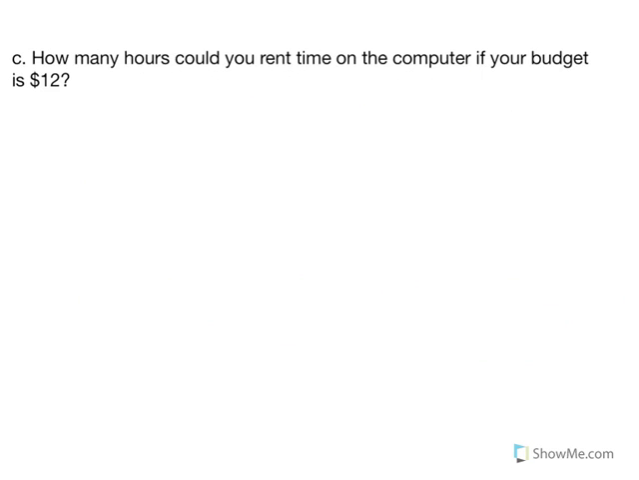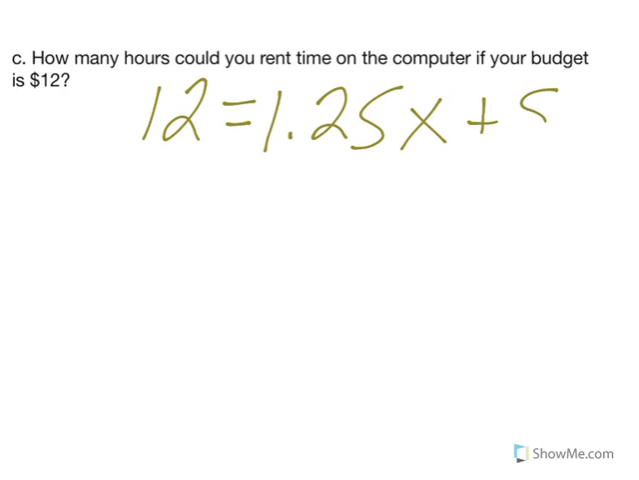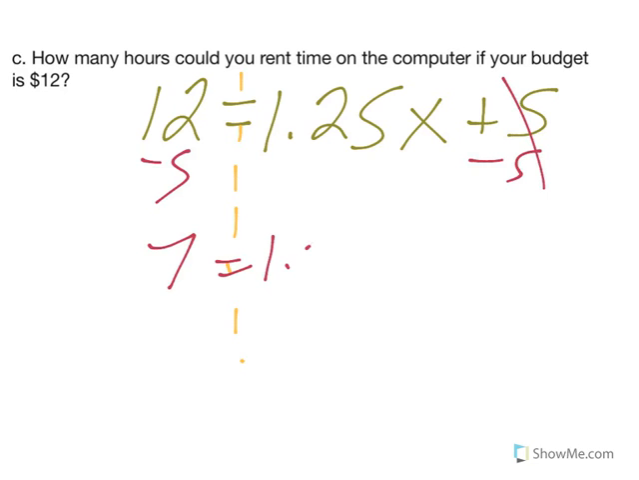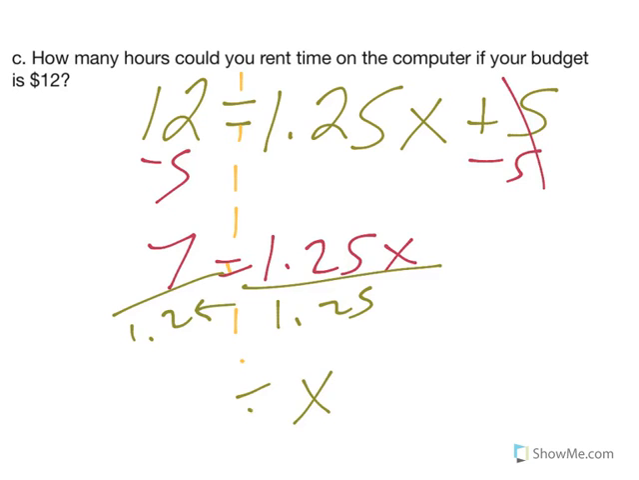Now, go to letter C, how many hours can you rent it if you only have $12? So now your 12 is going to go in for y, because that's your total budget. So again, I've got to do my lovely math, subtract 5 from each side, and I get 7 is 1.25x. Divide both sides by 1.25, and you get a value of 5.6 hours.